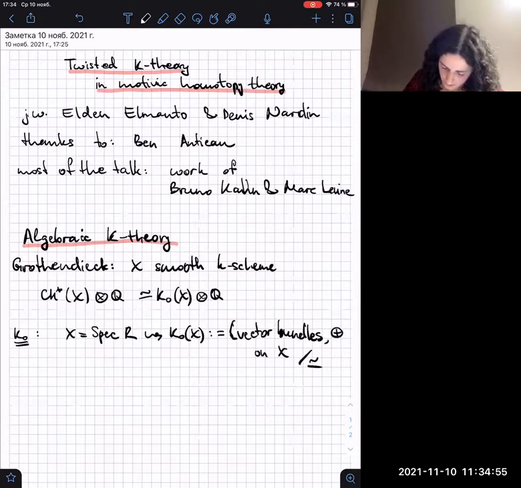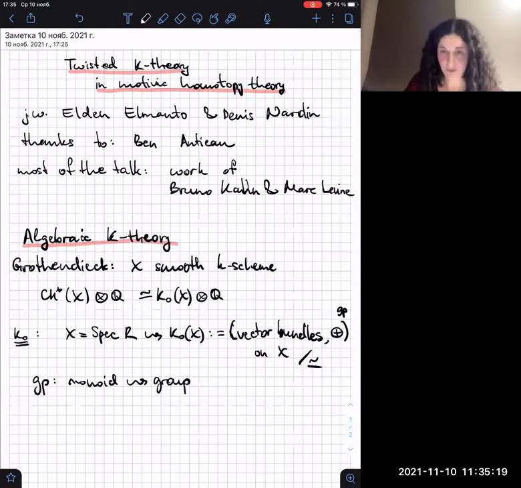And you apply to this the so-called Grothendieck construction, or I would like to call it group completion, which is the universal way to get an abelian group out of a commutative monoid. So it takes a monoid, makes it a group. More concretely, it's a free abelian group on these modules or vector bundles, where you quotient by the relation that the class of the sum should be the sum of the classes.